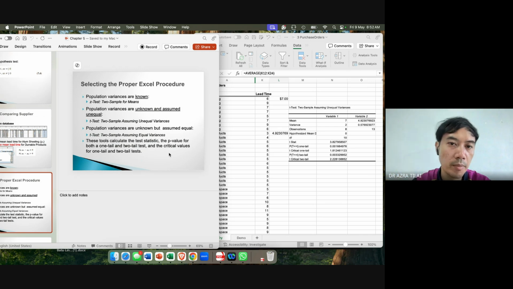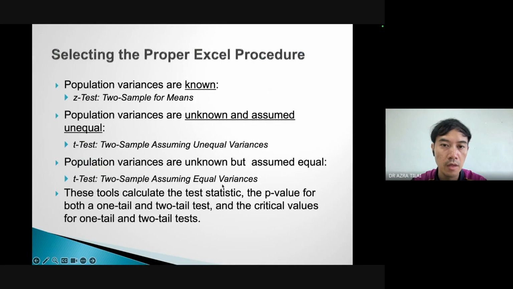So selecting the proper Excel procedure: when we want to use the Z-test, the population variances are known, to sample for mean. Population variances are unknown and assume unequal, then you should use the t-test, two sample assuming unequal variances. And then population variances are unknown but assume equal, then we use the two sample assuming equal variances.